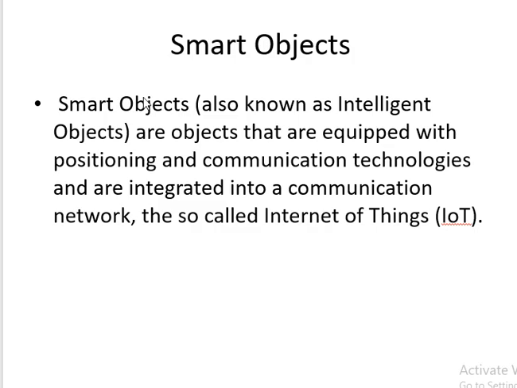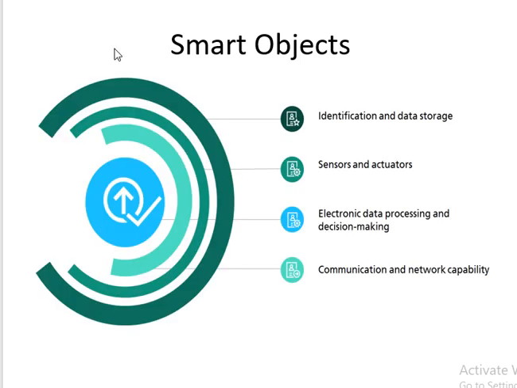And let us see about the smart objects. Smart objects, also known as intelligent objects, are objects that are equipped with positioning and communication technologies and are integrated into a communication network, the so called Internet of Things. And this picture is about smart objects, which displays the identification and data storage, sensors and actuators, electronic data processing and decision making, communication and network capability.